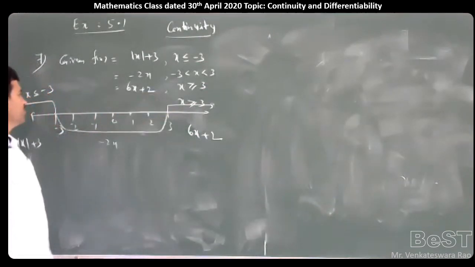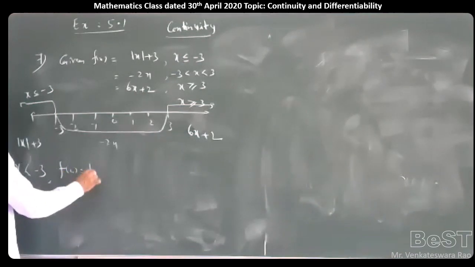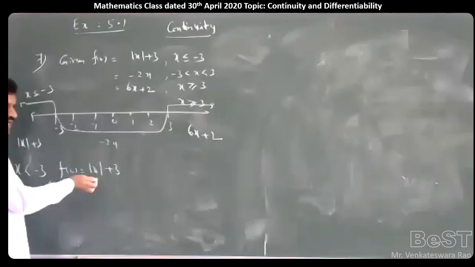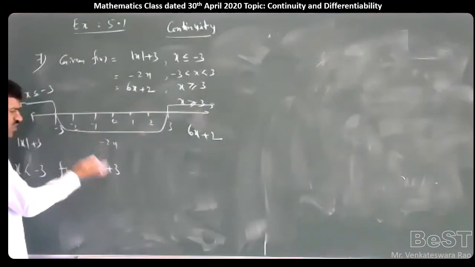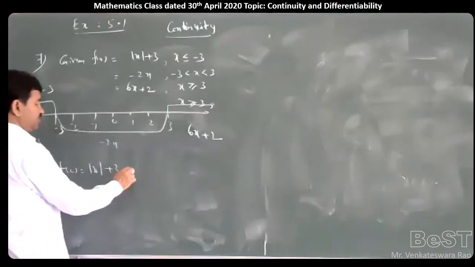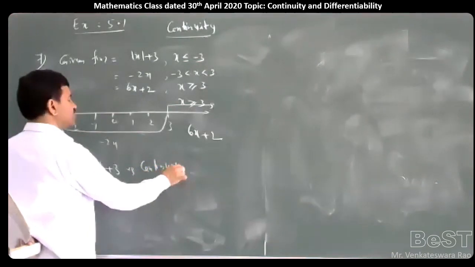First write the conclusion one by one. When x is strictly less than minus 3, f of x is equal to mod x plus 3, which is continuous, because mod x is continuous on R and 3 is a constant function, continuous on R, so f of x plus g of x is continuous on R. So this is continuous, no doubt, no objection.